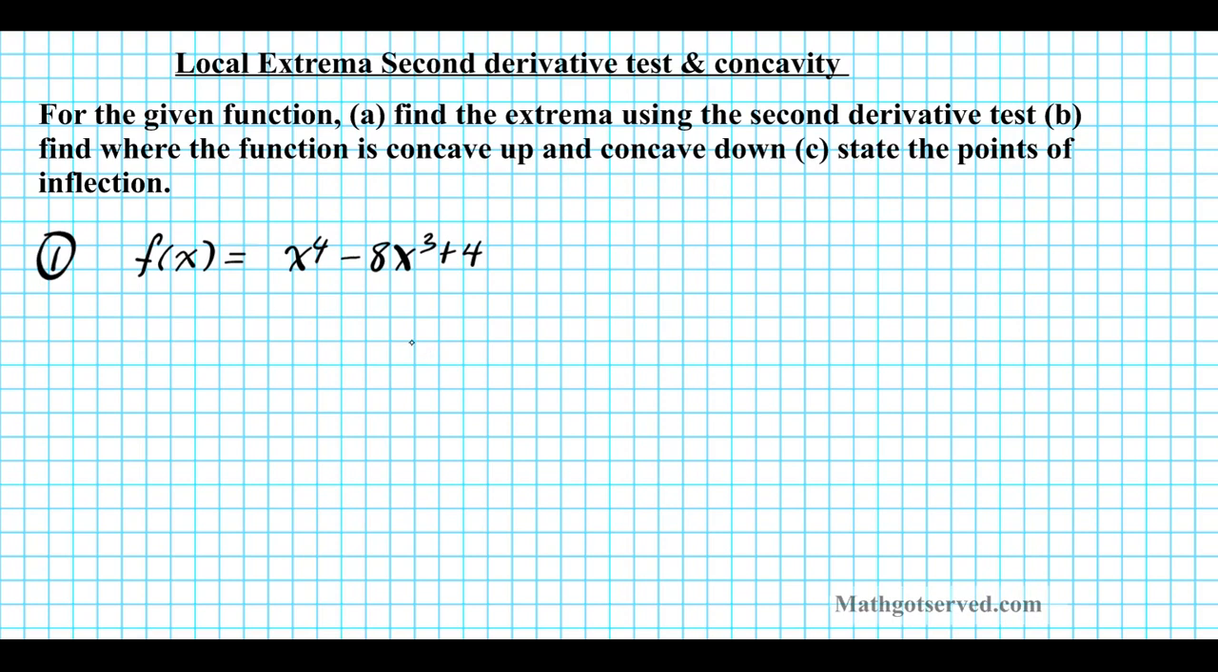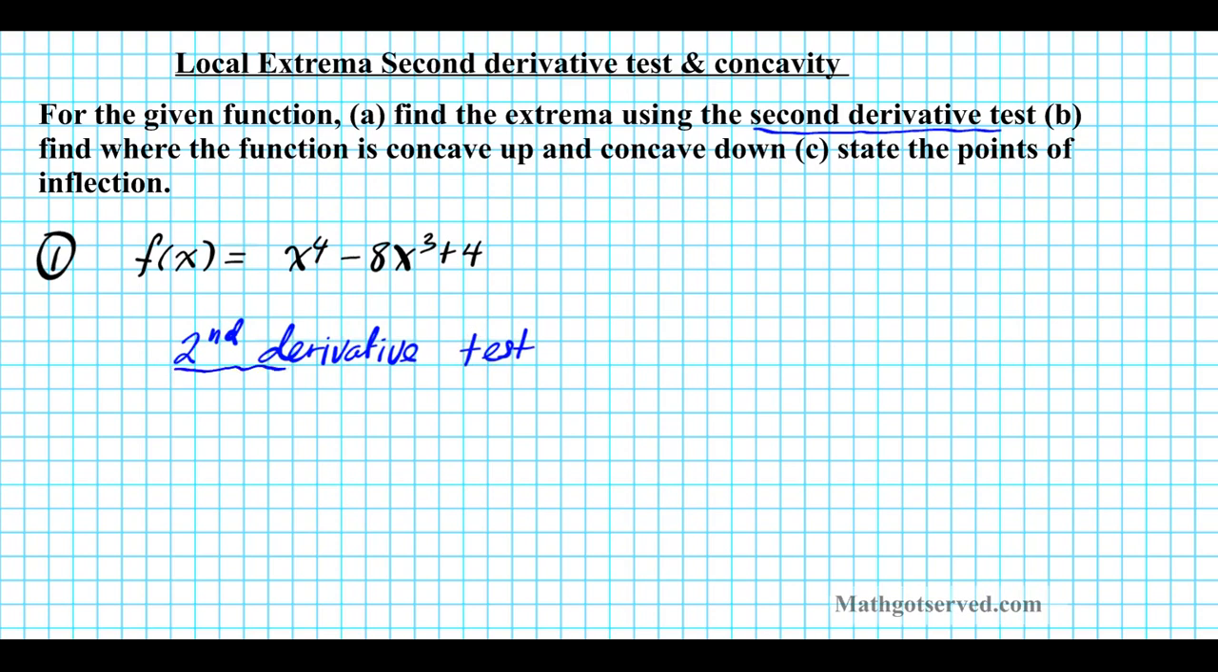Alright, so first thing we want to do, we want to find the extrema using the second derivative test. What on earth is that? What is the second derivative test? Well, let's go ahead and write that down real quick so that we know where we're going. Okay, so second derivative test.